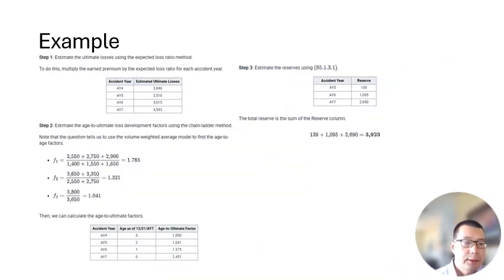Okay, in the previous slide we already talked about step 1 and step 2. Step 1 is just to estimate the ultimate loss using the expected loss ratio method. Step 2 is to estimate age-to-ultimate loss development factors using the chain ladder method. Now we are on step 3, which is to estimate the reserve using the formula in the previous slide. So we can get accident year 5 reserve is 139. How do we get this number?